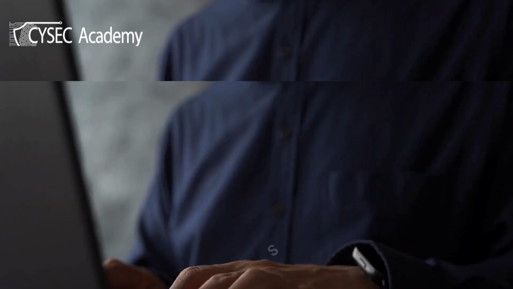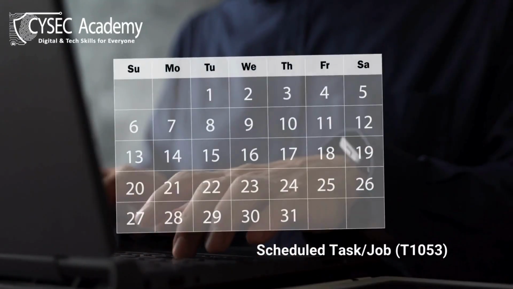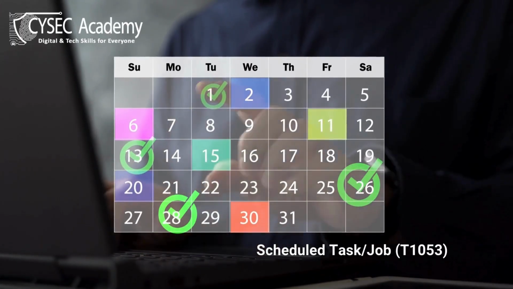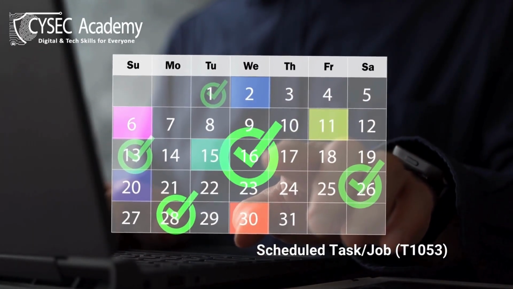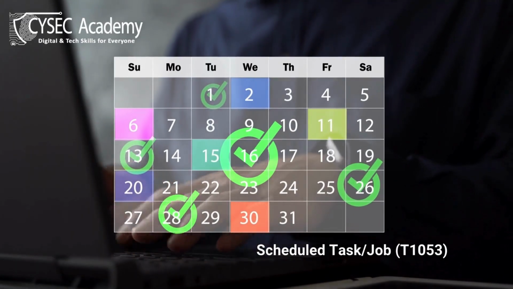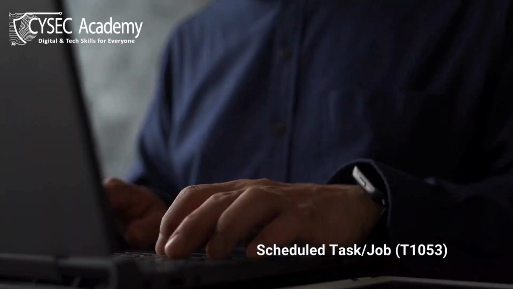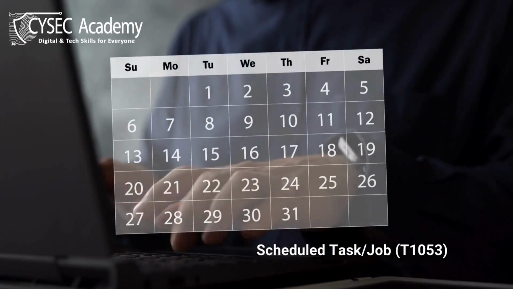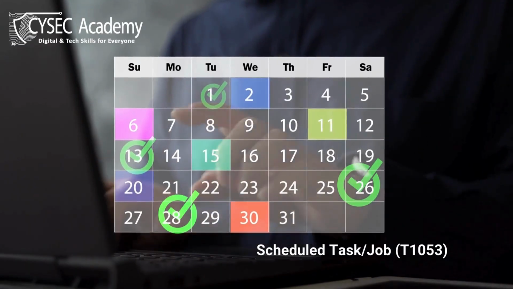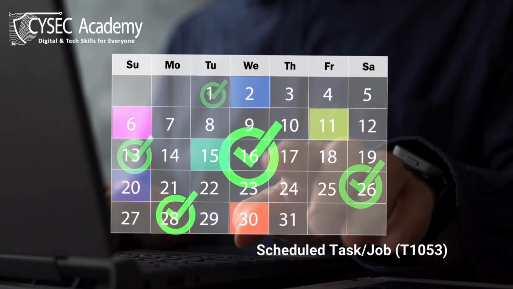2. Scheduled Task or Job, T1053. Adversaries often leverage native task scheduling utilities to execute their malware or commands at a specific time or recurring interval. This is a common bridge between the execution and persistence tactics. Under this we have scheduled task, and scheduled task creation and modification logs.